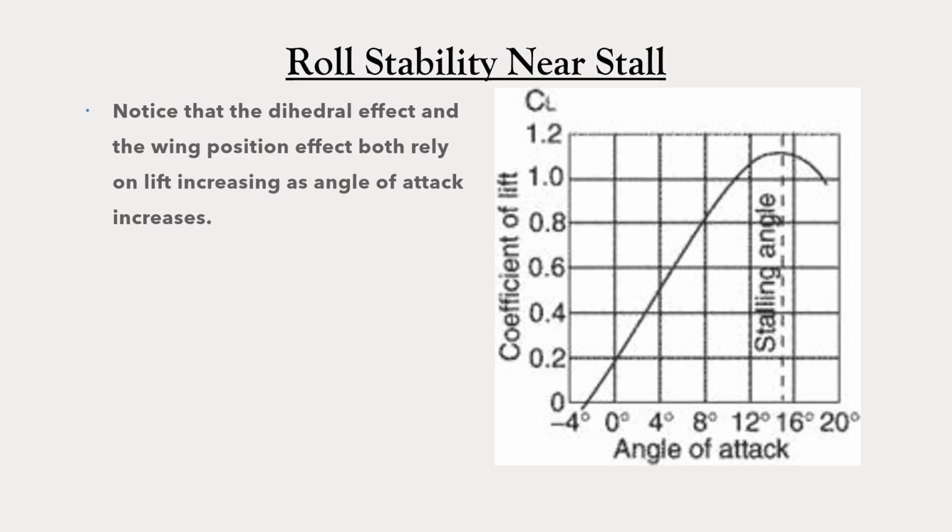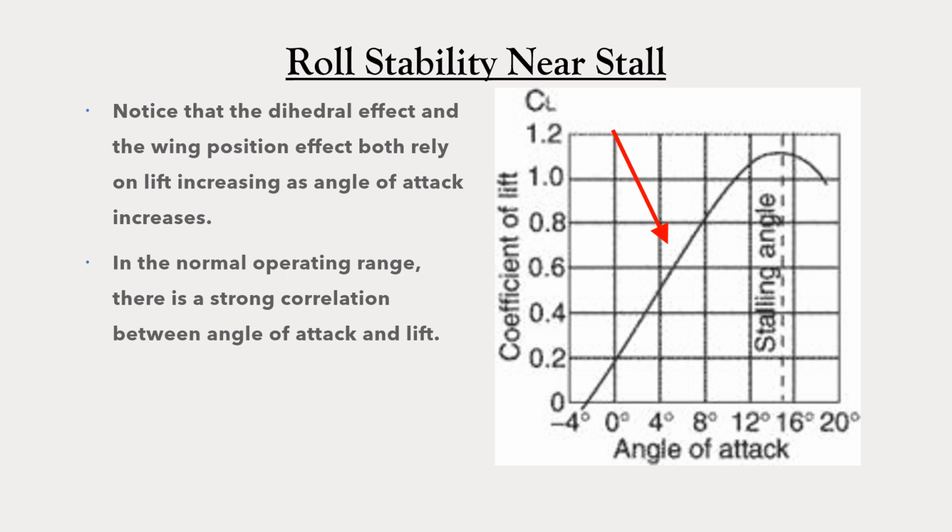So the dihedral effect and the wing position effect, which tend to be the two strongest contributors to roll stability, both rely on this relationship between angle of attack and lift. They both rely on the idea that one wing is going to get a higher angle of attack and the other a lower angle of attack, and that's going to result in a change in the amount of lift produced. This graph shows how angle of attack is related to coefficient of lift, which is proportional to the amount of lift that the wing produces.